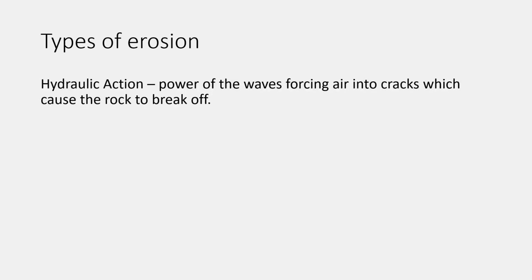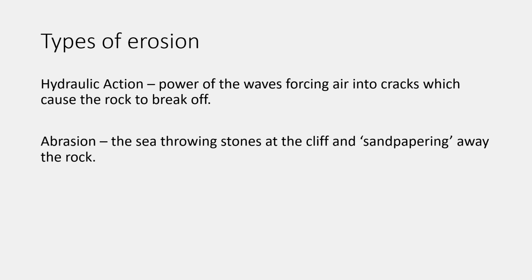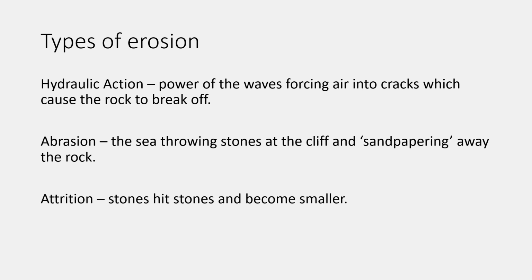We've got hydraulic action. This is the power of the waves forcing air into cracks, which cause the rock to break off. We've got abrasion, which is when the sea throws stones at the cliff and hits the cliff, and this is sort of a sandpapering effect, and that wears away the rock. We've got attrition, which is when stones carried by the sea hit into other stones and the pebbles become smaller, softer and rounder. And then we've got solution, which is the acidity of the sea, which dissolves any rock. So like I said, please feel free to pause and copy down these types of erosion.